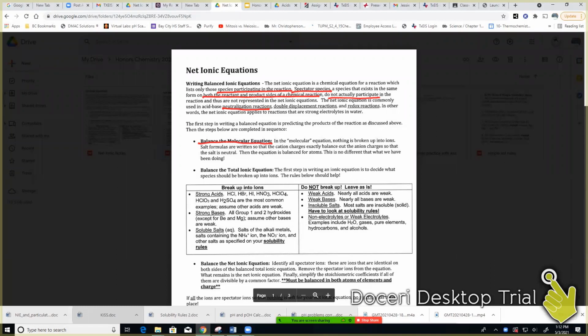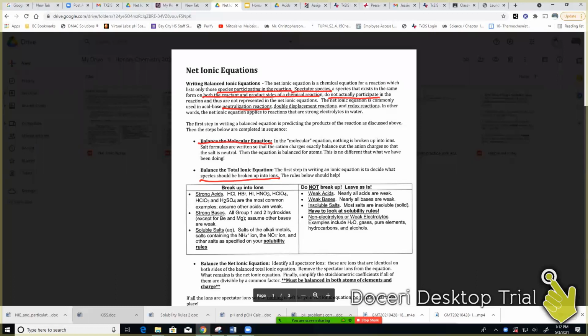Then you're going to have to do your total ionic equation. And what you saw on the board in the journal, that was a total ionic equation. So anything that is aq should be ionized. I'm not trying to cross those out. Anything that is aq should be ionized and broken up into its ions.